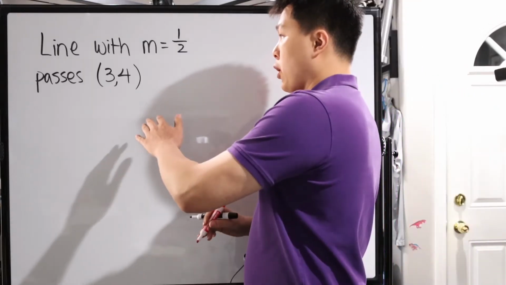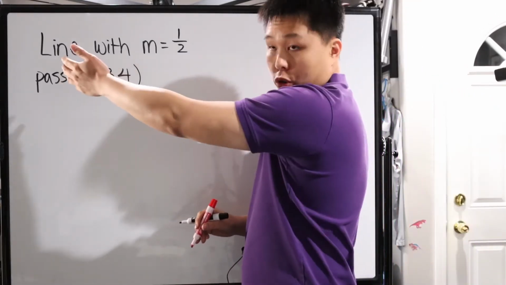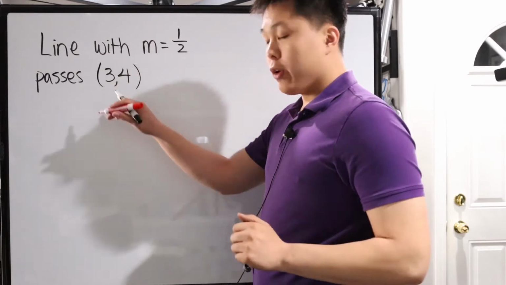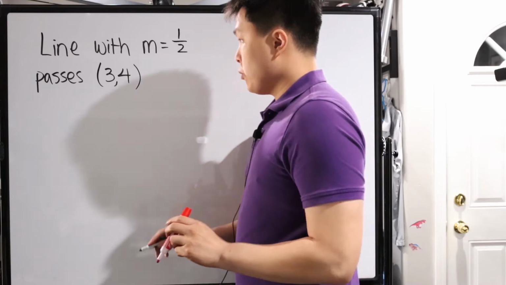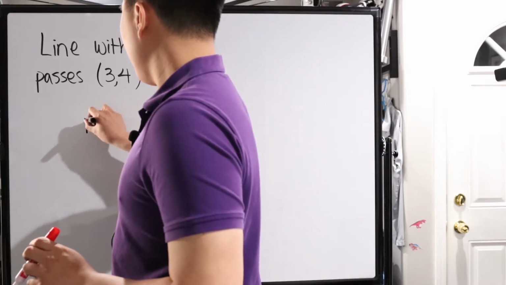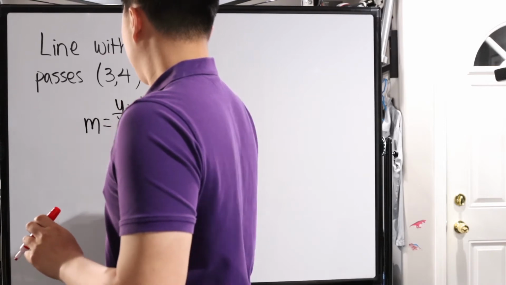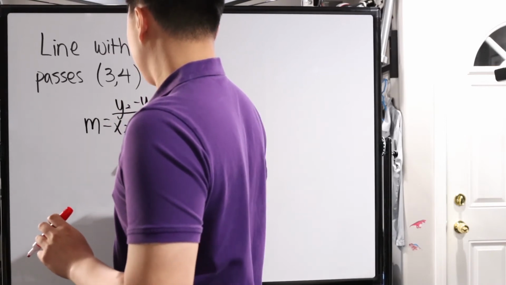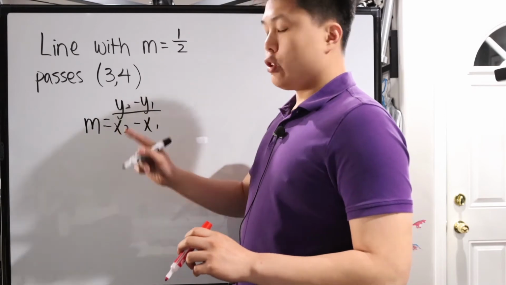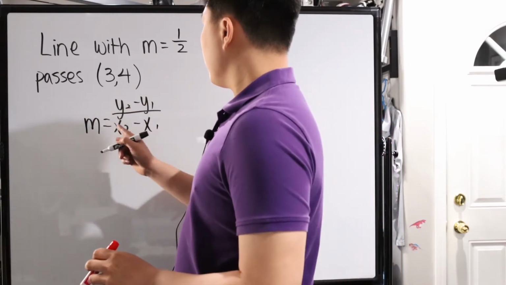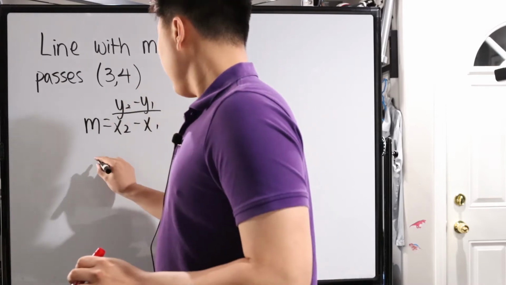All right, let's look at this problem. Here we have a line that we're looking for with the slope of 1/2, and we want it to pass through point 3, 4. So let's just start off with our slope formula. M equals y2 minus y1 over x2 minus x1. We really don't want the y2 or x2. This is just going to be y and x, right?